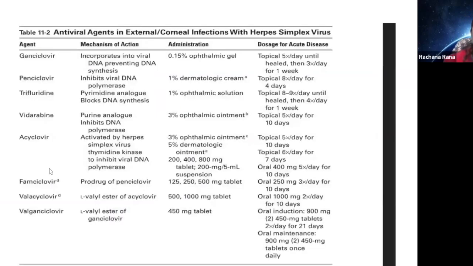These are the antiviral agents which are used in herpes simplex virus. Among the long list, I would like to focus on acyclovir, which is available in our context. I think it is also available in most countries. For acyclovir, we have a 3% ophthalmic ointment and a 5% skin ointment. In tablet forms, we have 200, 400 and 800 mg tablets. I think in the United States they don't have acyclovir ointment, so they use trifluridine ointment.